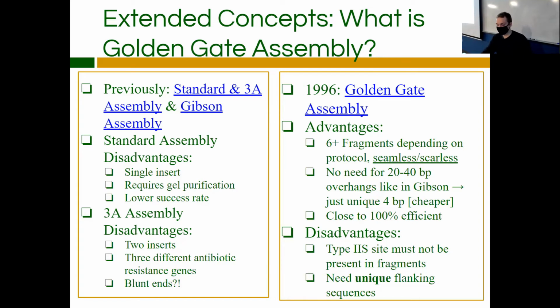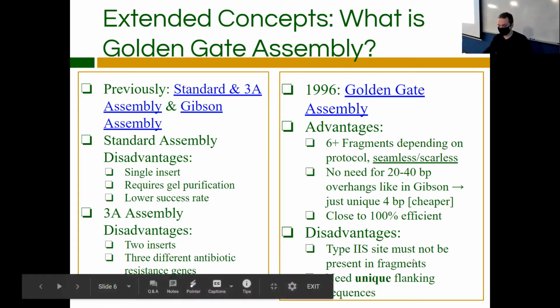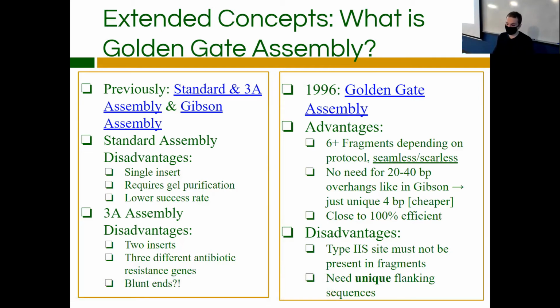And also disadvantages, like Gibson assembly, you need unique flanking sequences, so unique primers at the ends of these fragments. If they aren't unique, they're going to combine in random orders, and that in turn will make a non-functional part.